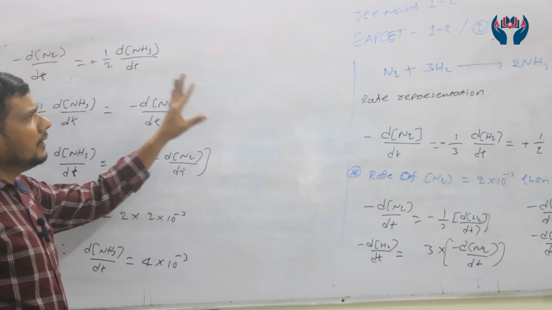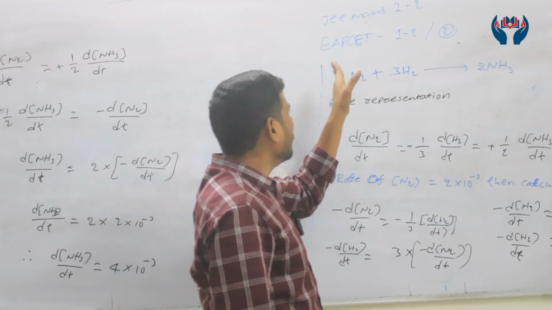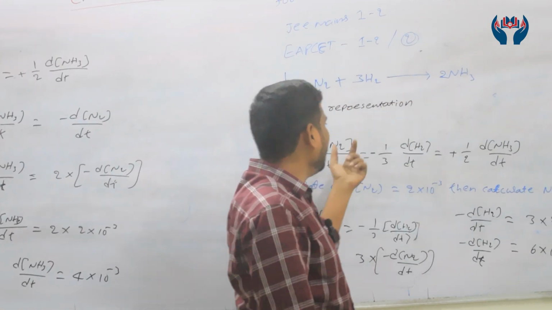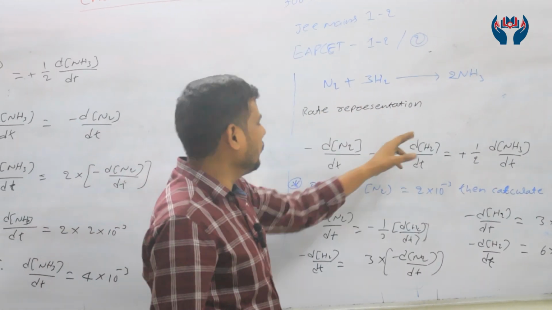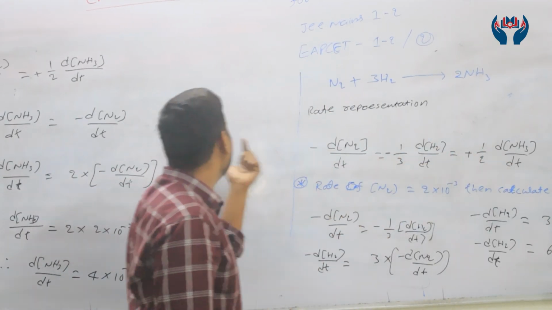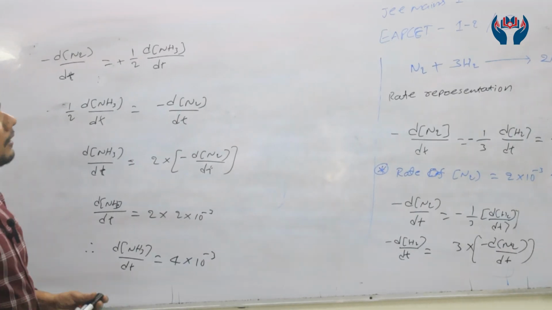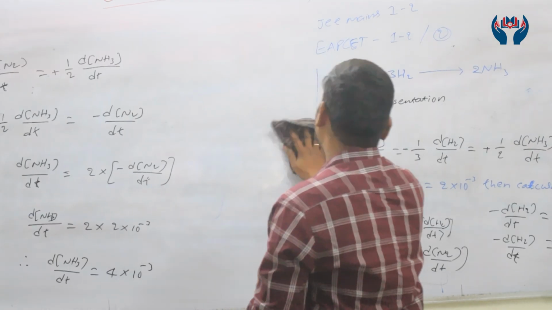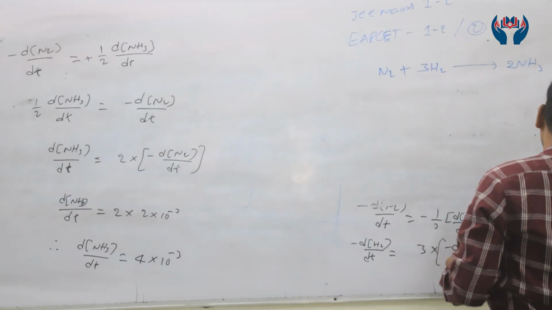Why? Because in this reaction, whatever percentage the concentration of reactant decreases, an equal percentage increases in product. That's why we are writing equilibrium. That's why N2 and H2 are equal, and N2 and ammonia are equal, to calculate this type of rate of reaction. And the rate of reaction mainly depends upon the concentration of reactant only.